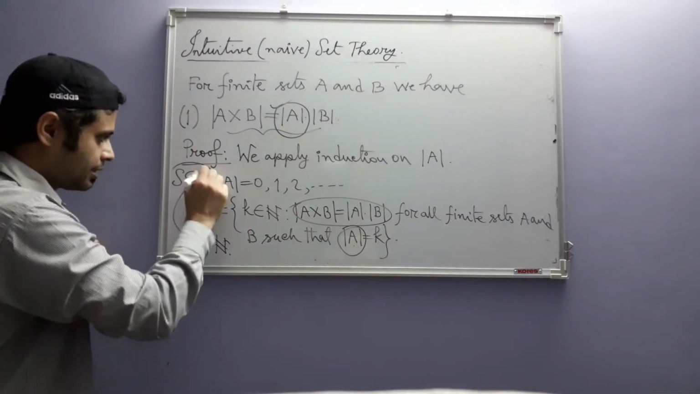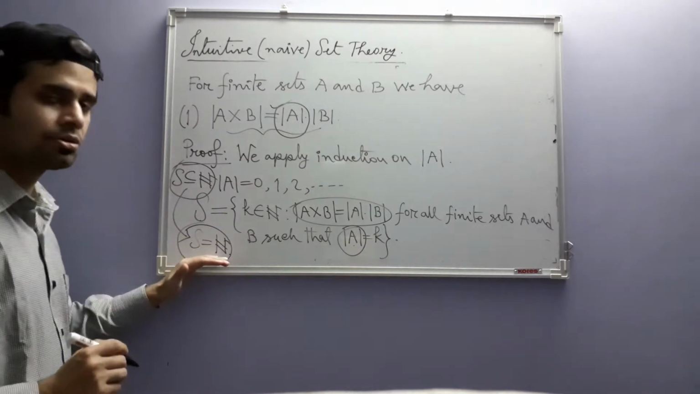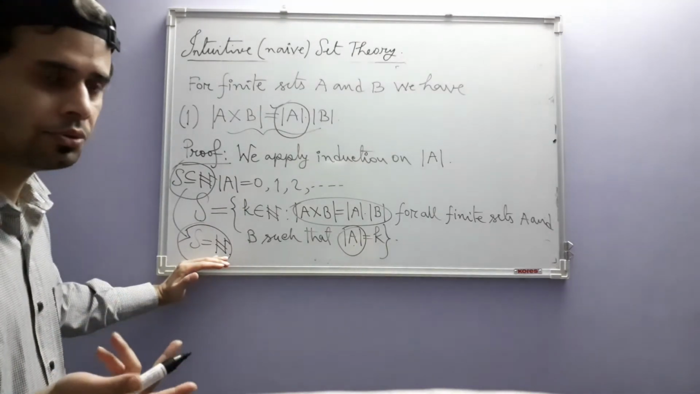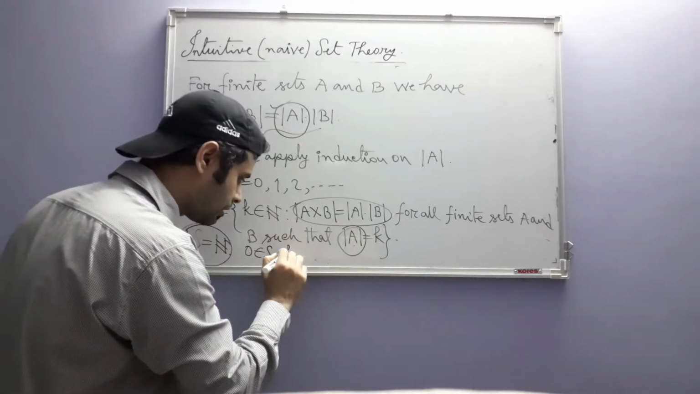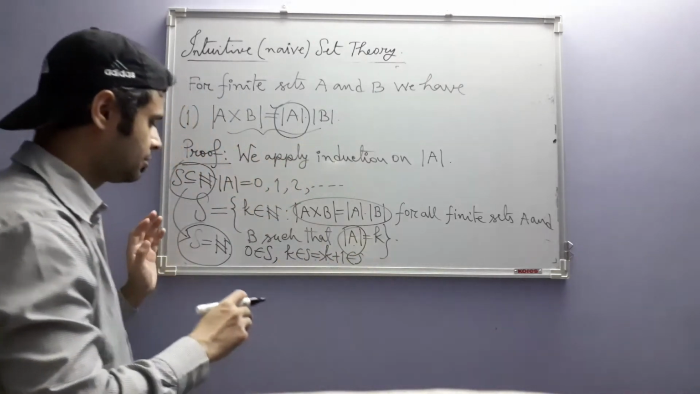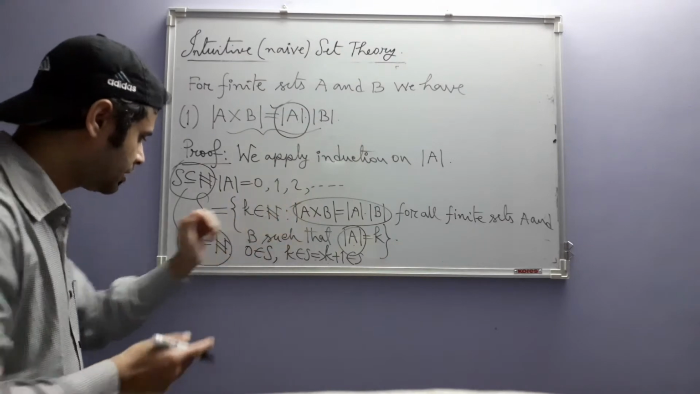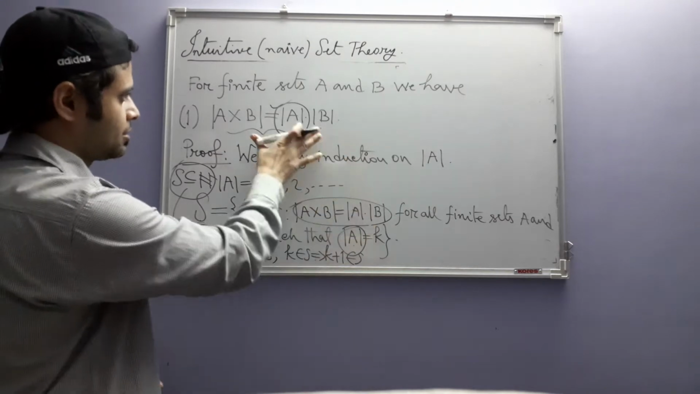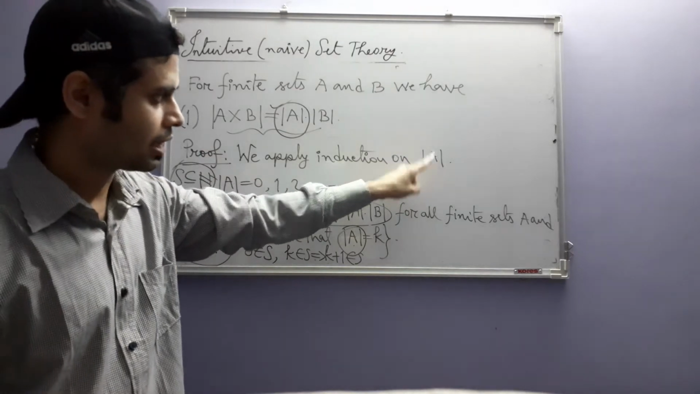Now, the fact that S is a subset of N and we are trying to prove that S is equal to N allows us to use the principle of mathematical induction. How? If we show that 0 belongs to S, and whenever k belongs to S, then k plus 1 also belongs to S, then we are done. Because then the principle of mathematical induction says that S must be equal to N, and when that is true, this has been proved. So this way we can apply induction on cardinality of A.